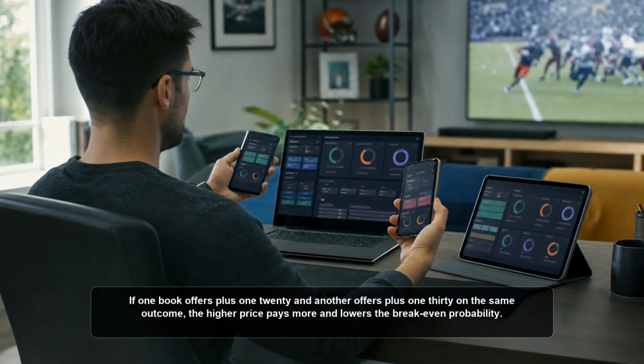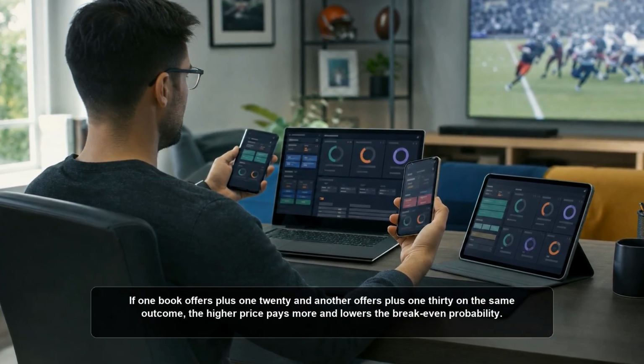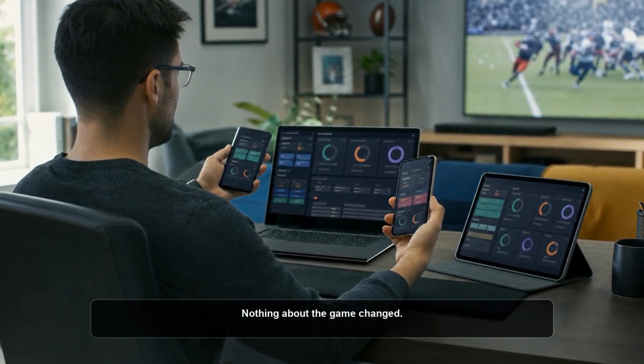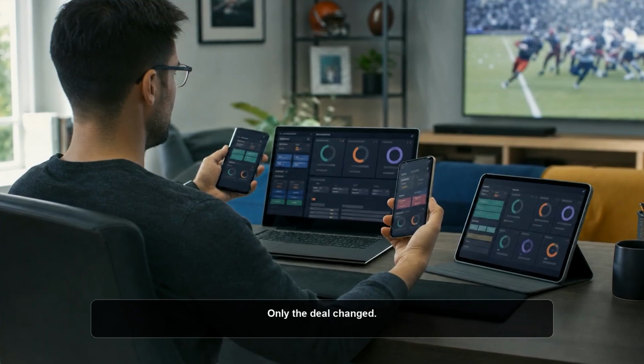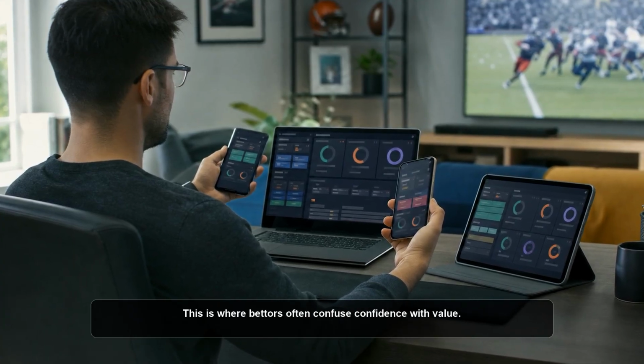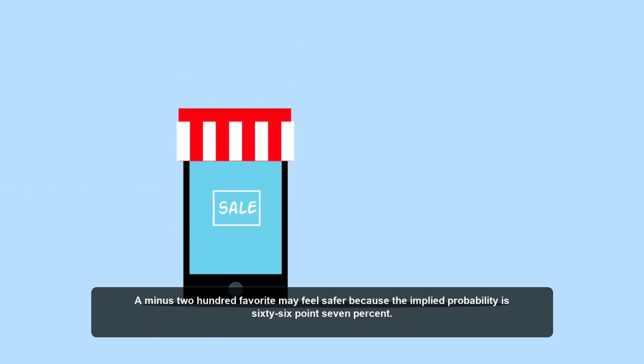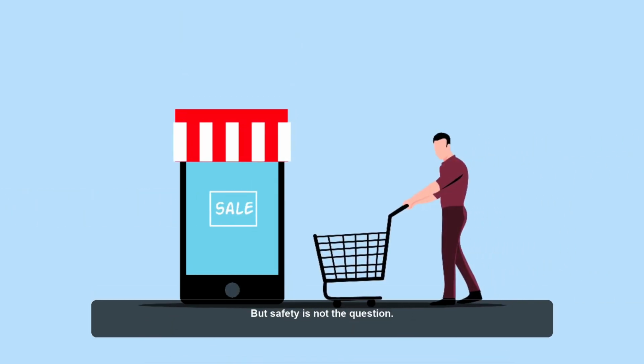If one book offers +120 and another offers +130 on the same outcome, the higher price pays more and lowers the break-even probability. Nothing about the game changed, only the deal changed. This is where bettors often confuse confidence with value. A -200 favorite may feel safer because the implied probability is 66.7%.